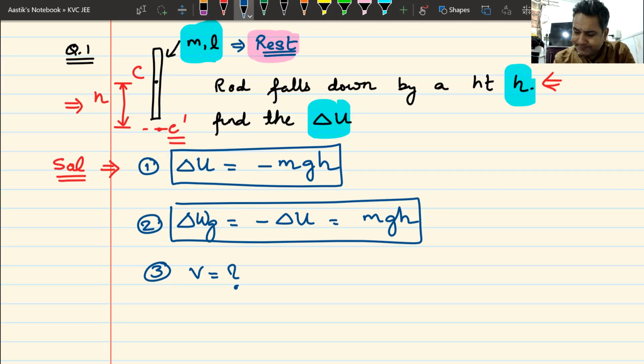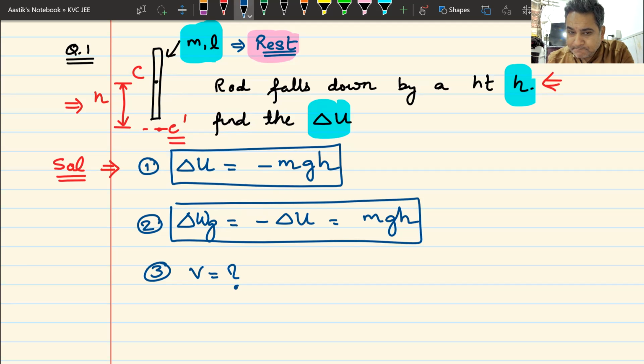Anyone, any answer? What is the velocity of this rod when it has fallen down by a distance h? Anyone with the answer? Sir, under root 2gh. That is the correct answer. How did you get it? Answers are not important. The process is the important one. How did you get it?